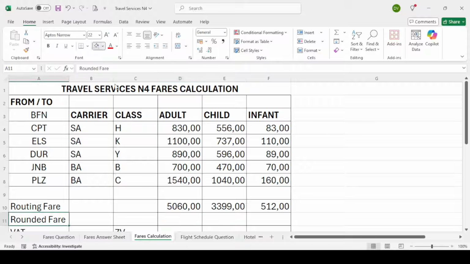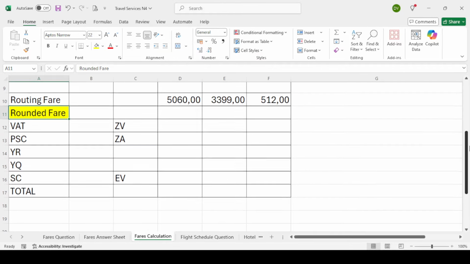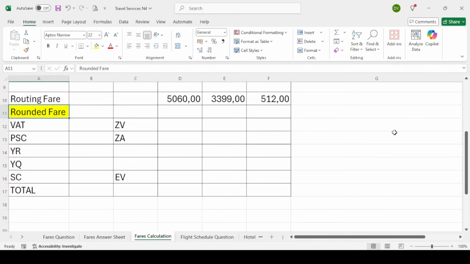What they mean by this is they want the fare to be round. It means it needs to end in a 0, right? So we have to round it up. It does not work the same as what you were taught in mathematics in school. There's only one rule, and the rule is that we always round up to the next 10 rand. If it is already round, you leave it alone. You don't change it. So in this case, 5060 will stay the same because it is already round.